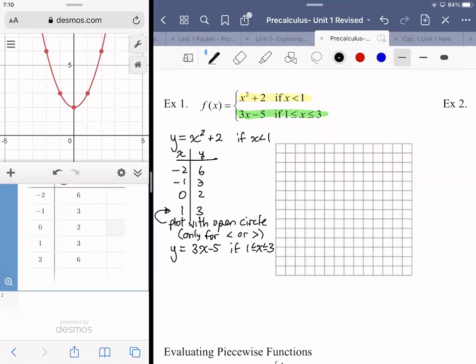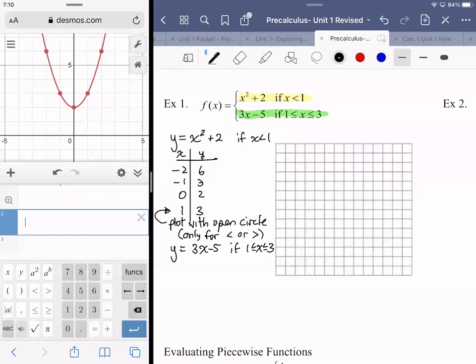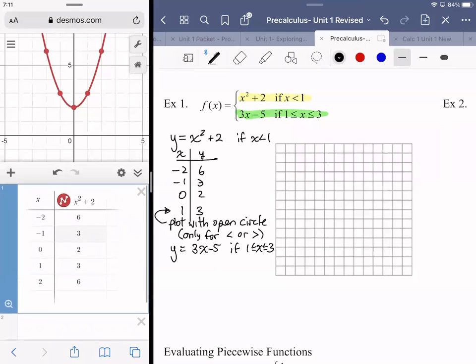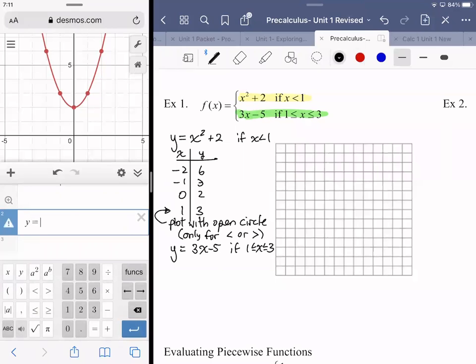Now, I'm going to create the table for the next equation before I start plotting anything, because I don't know how things are going to work scale-wise. So I want to make sure I tackle this the right way. All right, so again, just like we did for the previous one, you type in your equation, y equals, this time it's 3x minus 5.